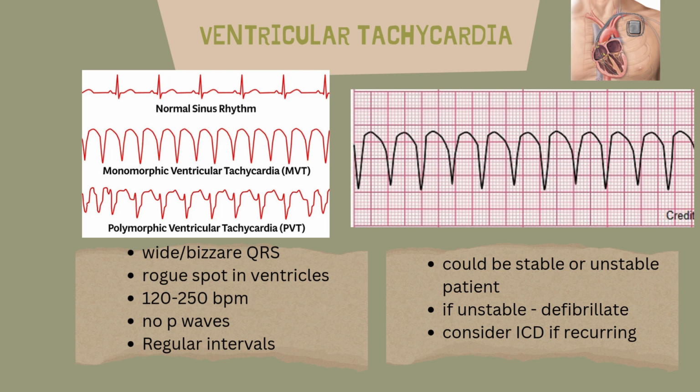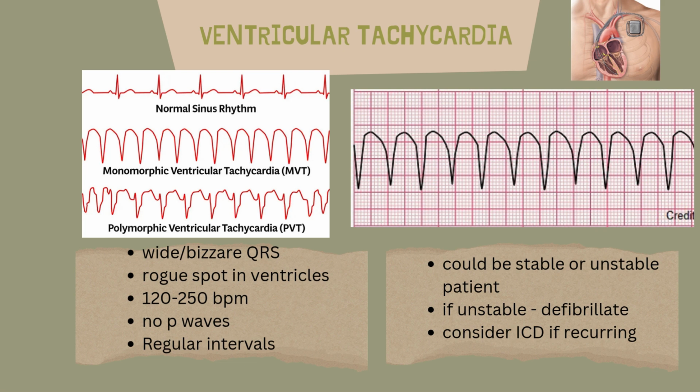Ventricular tachycardia, V-tach. This is one of those rhythms that always grabs your attention because it's fast, wide, and potentially deadly. In monomorphic V-tach, every QRS looks the same, and by the same, I mean they're wide, ugly, and bizarre looking. The signal is coming from one rogue spot in the ventricles, and it fires at around 120 to 250 beats per minute. There are no P waves in sight. But here's the kicker, no pun intended: the rhythm itself is regular. It may be wrong, but it's organized.